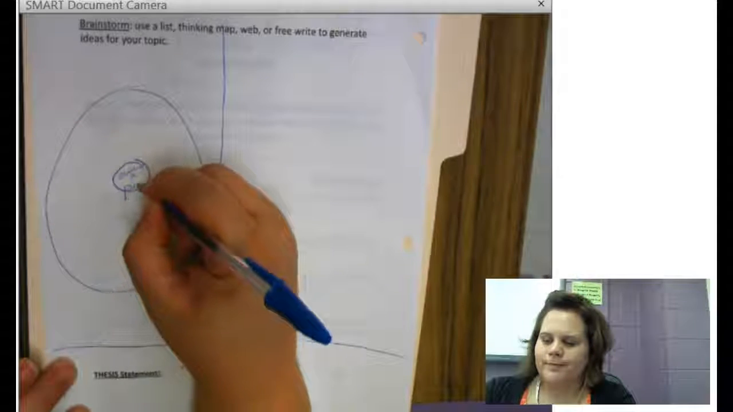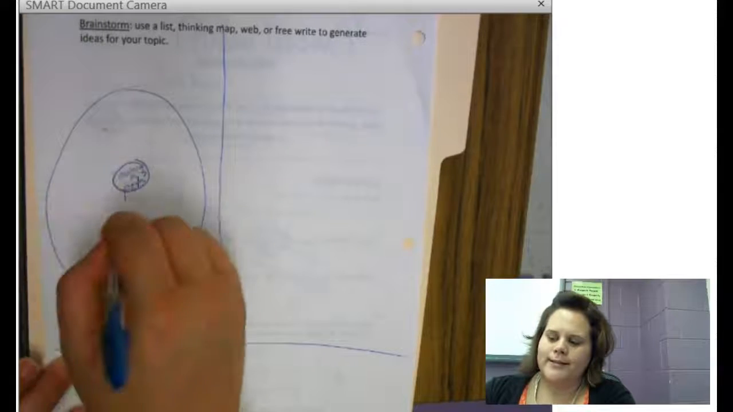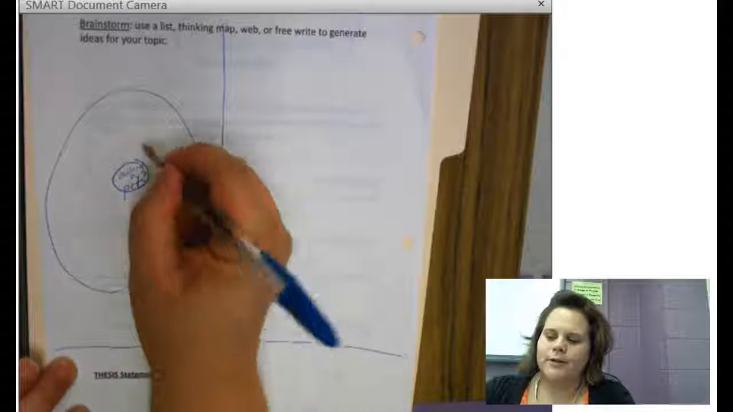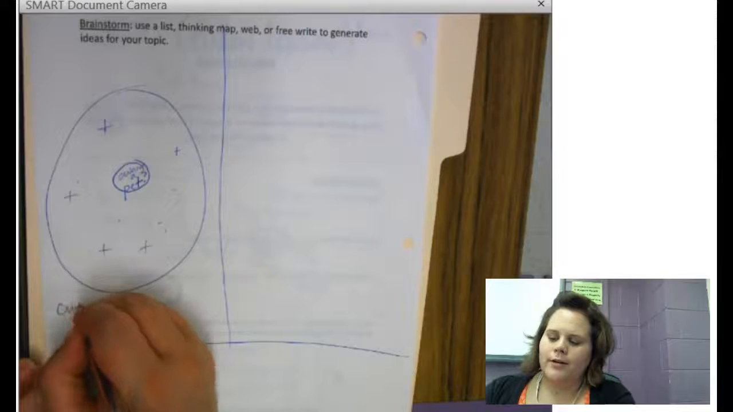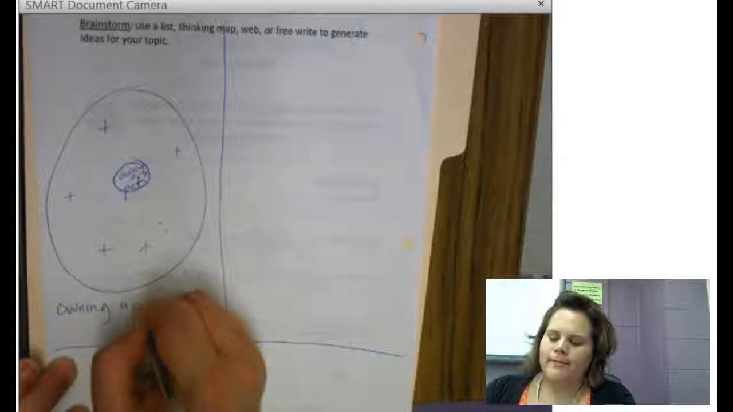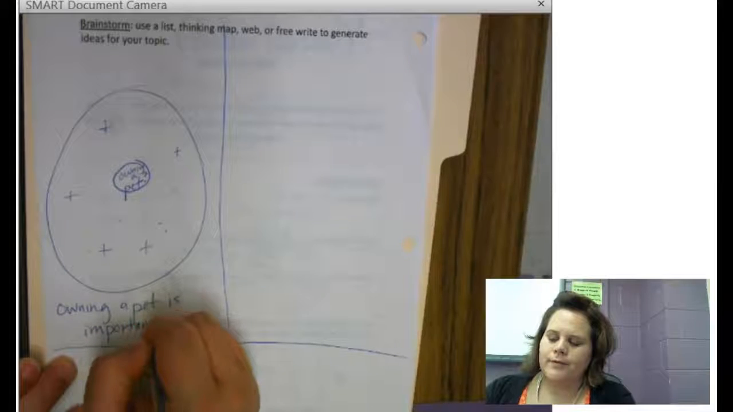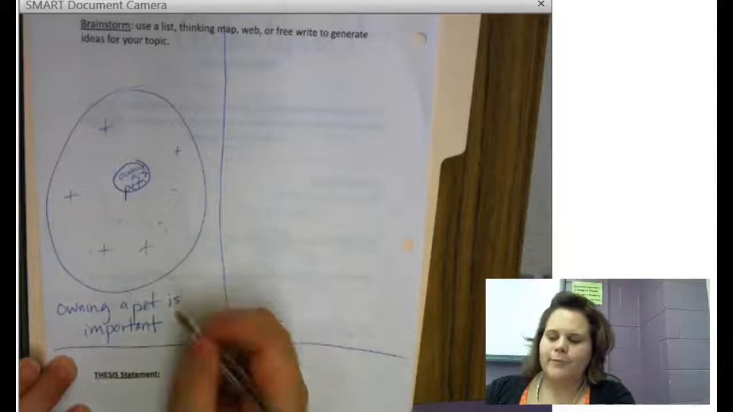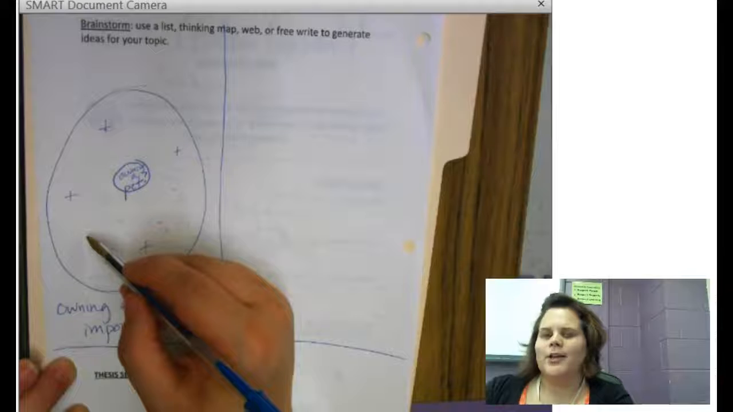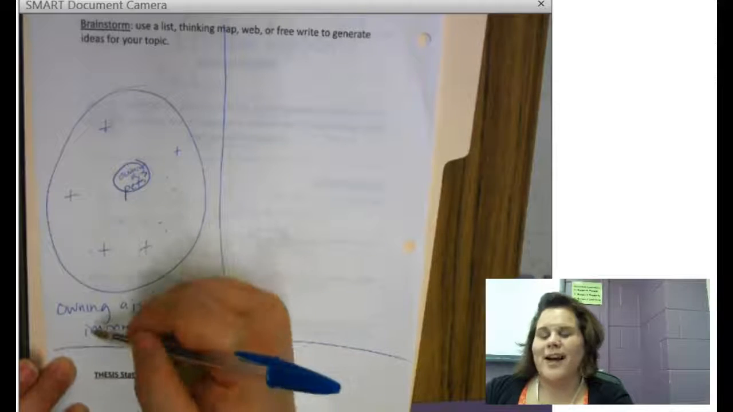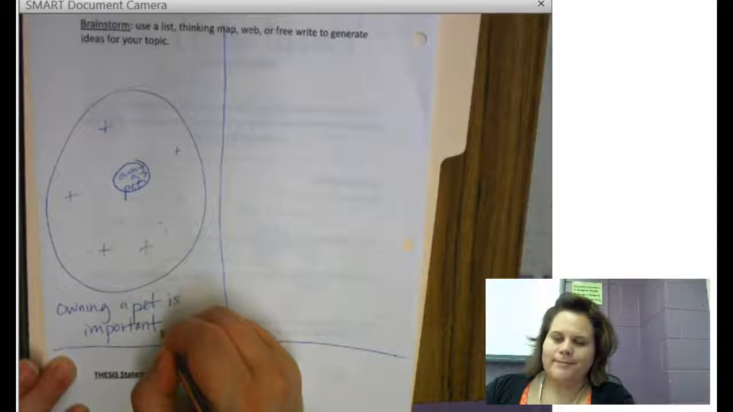Owning a pet. Do you like it or not? And if all of your ideas, or most of your ideas, are positive, then you might say owning a pet is important. That's your position. If most of your ideas are like, oh, you have to clean up after them, and ugh, that one time I got lost in the rain, owning a pet is not important. Maybe you never have. So you need to pick a side.